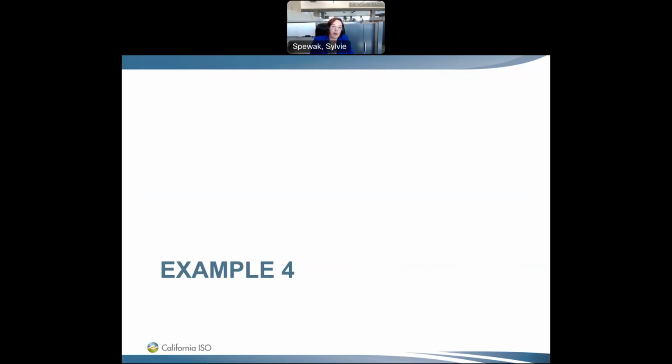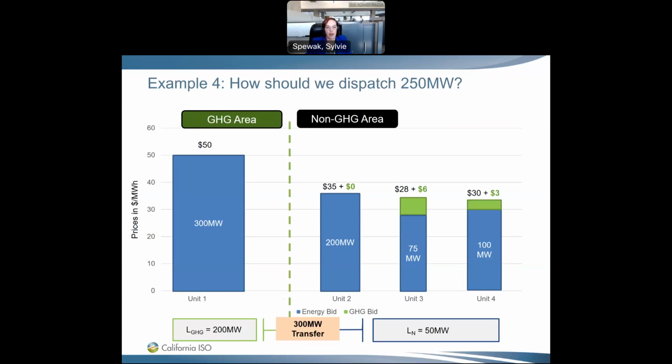We've made it to example 4. This one's my favorite example. And that's because we've changed a couple of things here. One of the things that we've changed is that we've added a unit. So now we have Unit 4 in the non-GHG area. Unit 4 costs $30 to the non-GHG area, but $33 to the GHG area. So it's not the cheapest resource to the non-GHG area, but it would be cheaper than Unit 2 and Unit 3 for the GHG area.